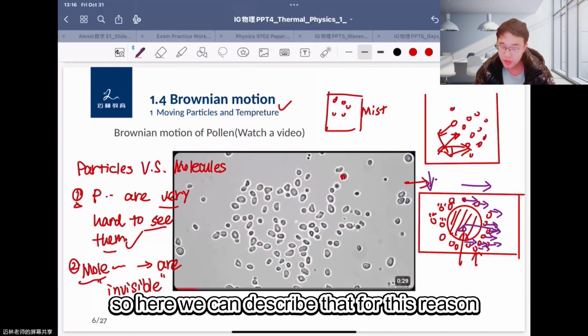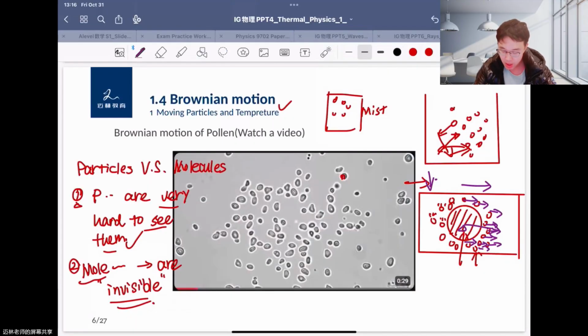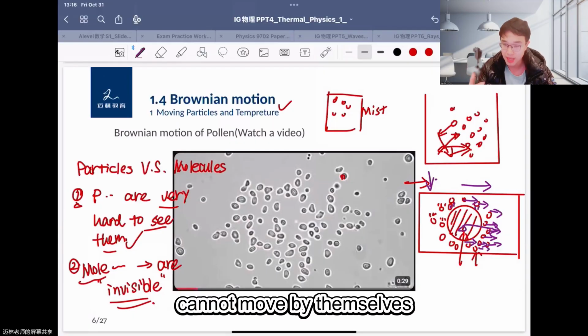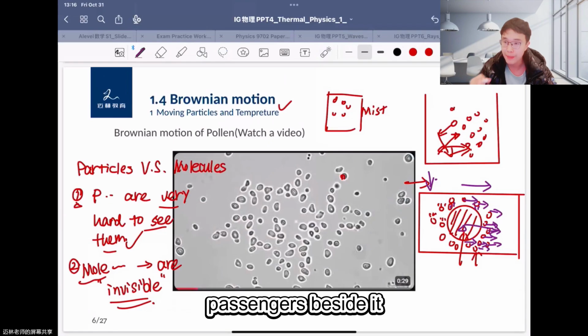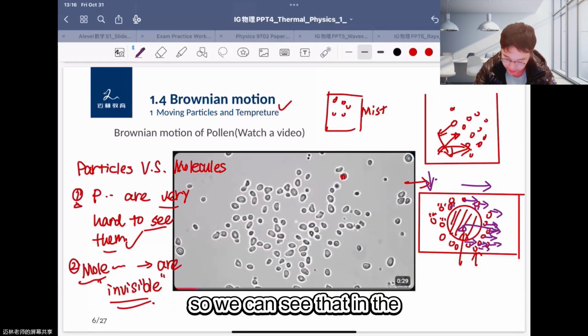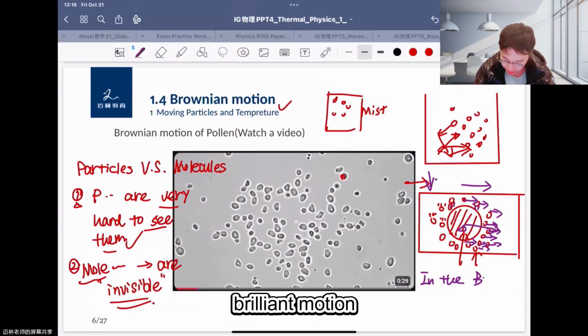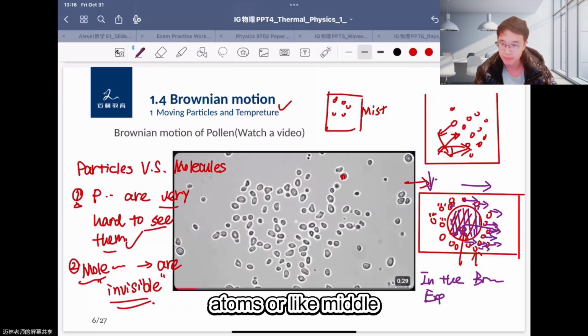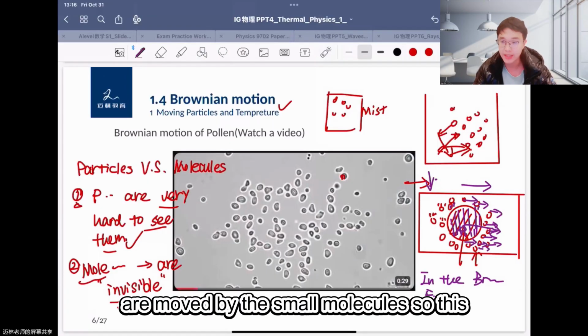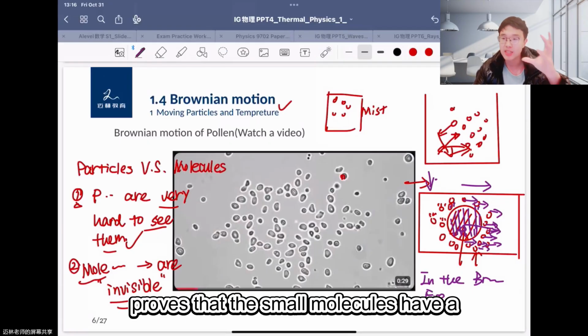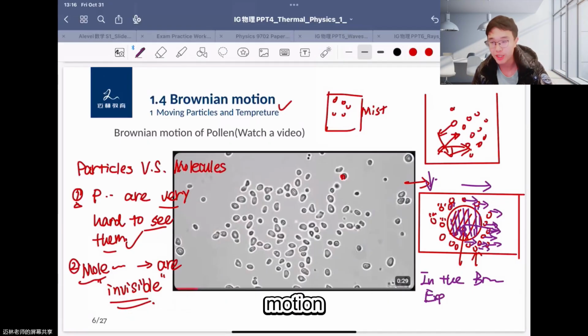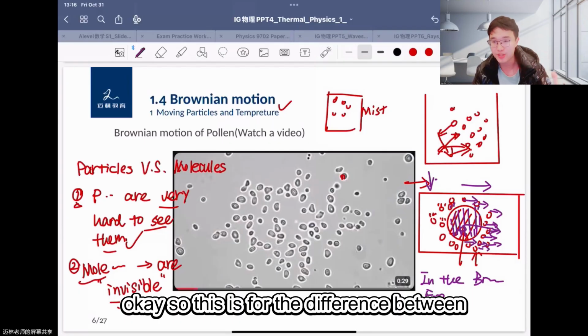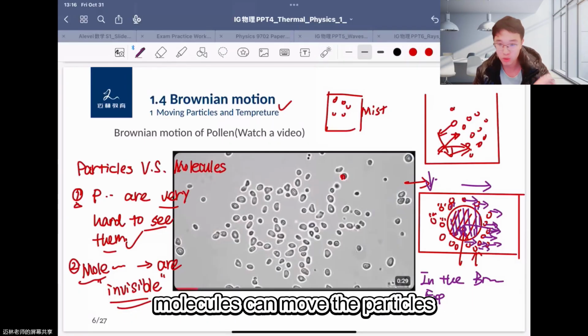Okay. So here we can describe that for this reason, particles cannot move by themselves. They are just moved by the small passengers beside them. So in the Brownian motion experiment, the middle atoms or middle particles are moved by the small molecules. So this proves that the small molecules have a motion. This is the difference between the particles and molecules, and how molecules can move the particles.